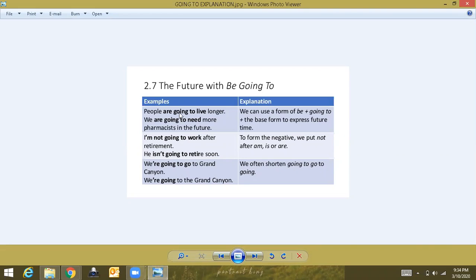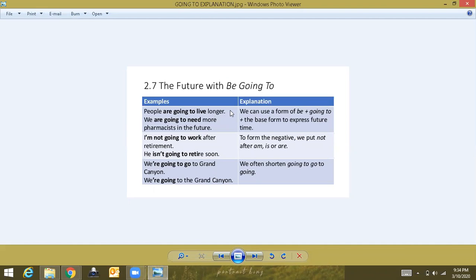So if we got this information here, the first two examples are positive. The ones right here, they are negative sentences. And remember this, we're going to go, that sounds repetitive. So people don't say, we're going to go. What people do instead, they say, we're going to the Grand Canyon.